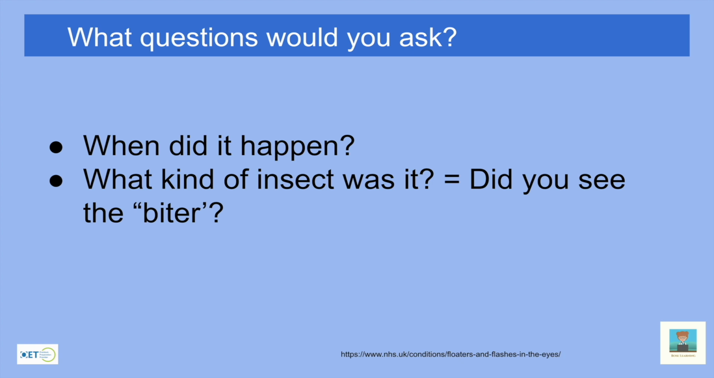So the questions that you heard then were, when did it happen? And it was yesterday that this insect bite took place. And the doctor wanted to know what kind of insect was it. Did you see the biter? She informally calls the insect the biter because it's bitten the patient. And the patient hasn't seen what actually bit her, but that's of no great consequence in this case.